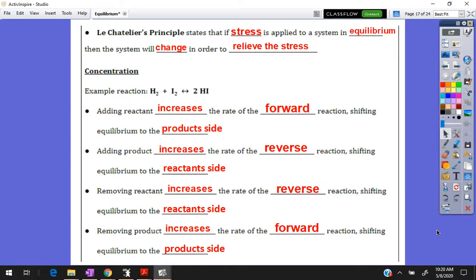So in summary, increasing the concentration on one side causes a shift away from that side. Removing reactant or product results in a shift towards the side where particles were removed. So that way we can replace what was lost.